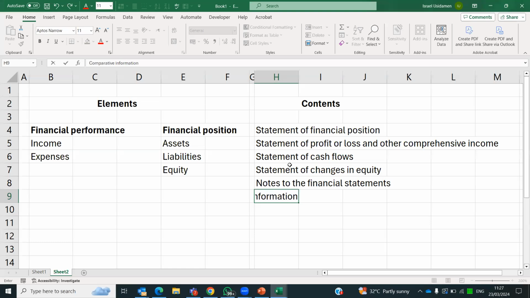So when we are preparing 2023 financial statements, we are also showing them 2022 financial statements. So comparative information is the content of financial statements. The content you have here are the contents in accordance with IFRS.